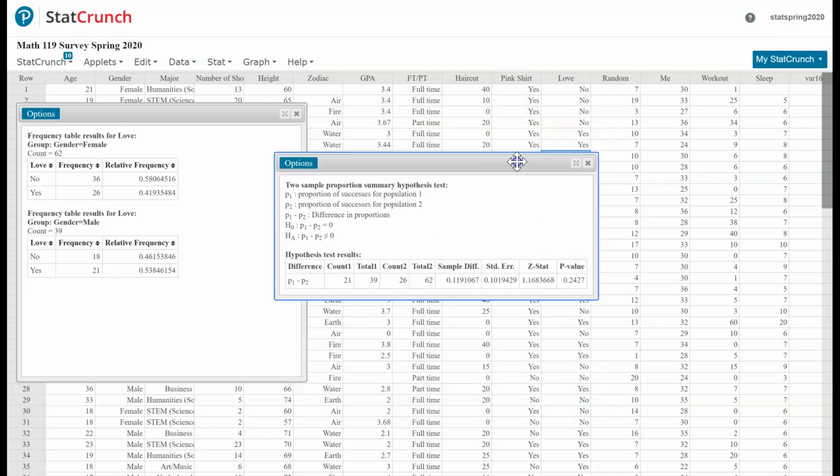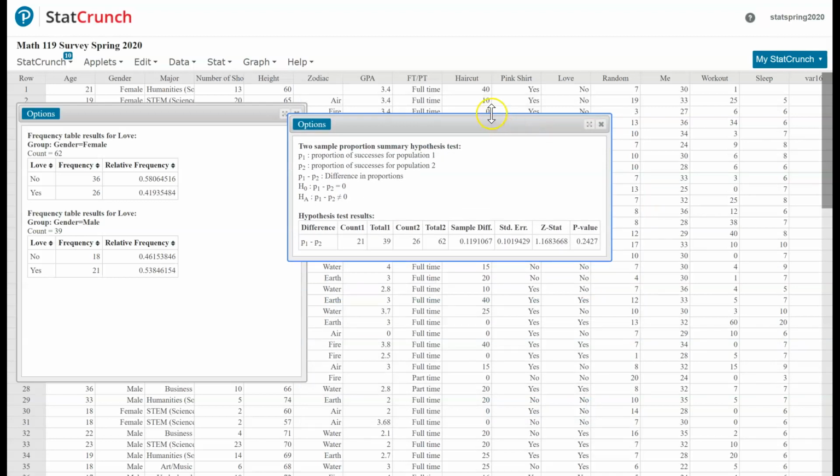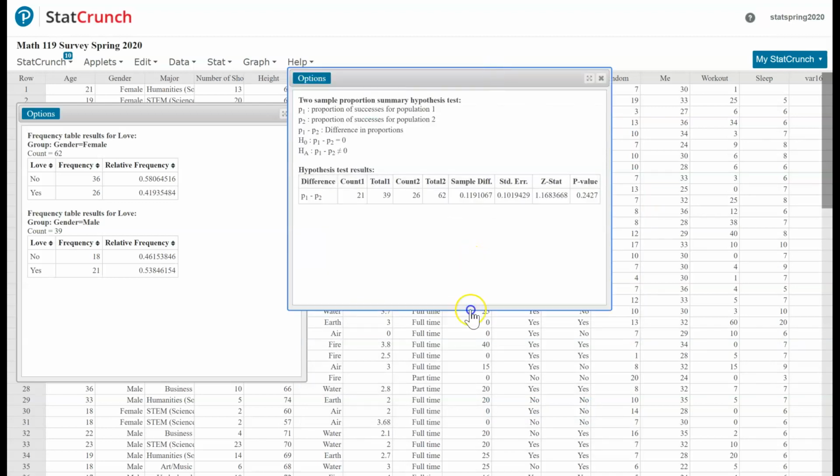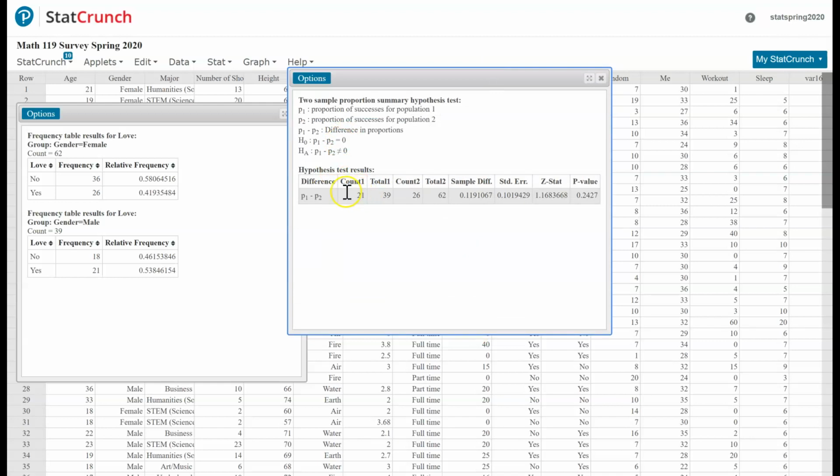Okay, so here are our p-values. Okay, so here are the null and the alternative. Here we have the counts and the totals for each of them. We have our differences, okay? And then we have our z-stat, which is basically the z-score, how far away you are from the mean. And then you have your p-value, which is basically what you want. So all of this stuff is what you want to be able to do on your project.